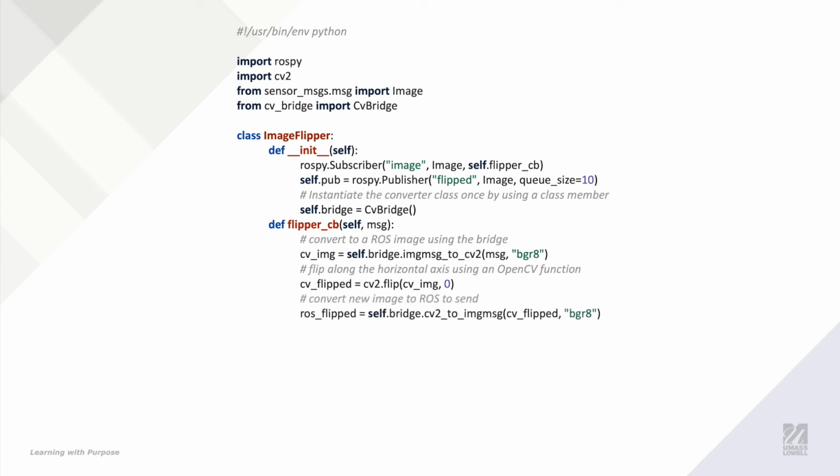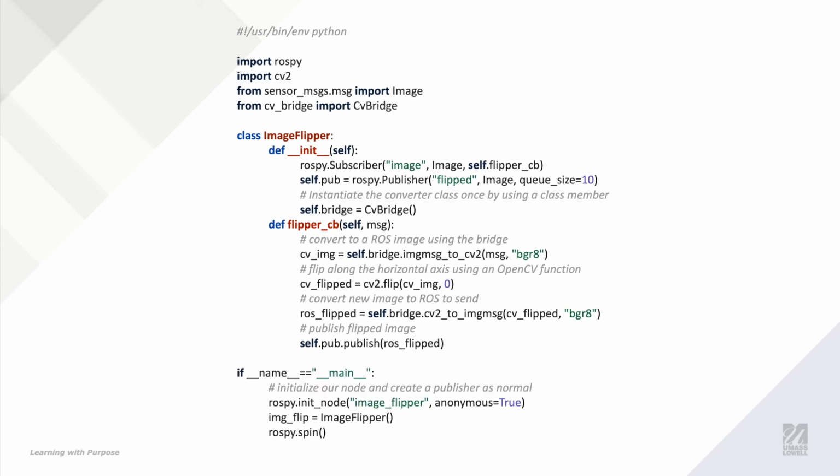So we do our reverse conversion here. We use self.bridge.cv2_to_imgmsg, put in the cv_flipped message, tell it again it's bgr8 format, and store it in a new variable. And then we just publish this like normal. And the rest of this node looks pretty normal. We initialize our node in the main function, we instantiate our class, and then we spin forever waiting so that the callback can do its job.